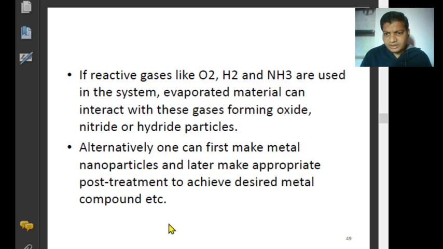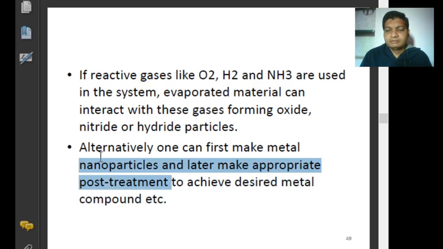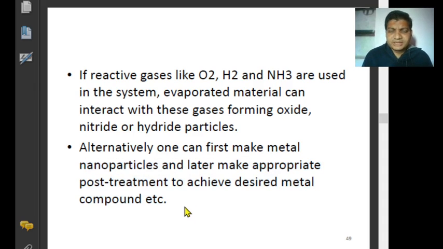If reactive gases like O2, H2 and ammonia, that is oxygen, hydrogen and ammonia gases, are used in the system, the evaporated material can interact with the gases, forming oxide, nitride or hydride particles. Alternatively, one can first make metal nanoparticles and later make appropriate post-treatment to achieve the desirable metal compound. So from this we can make metal nanoparticles like silver, gold, iron and zinc nanoparticles.